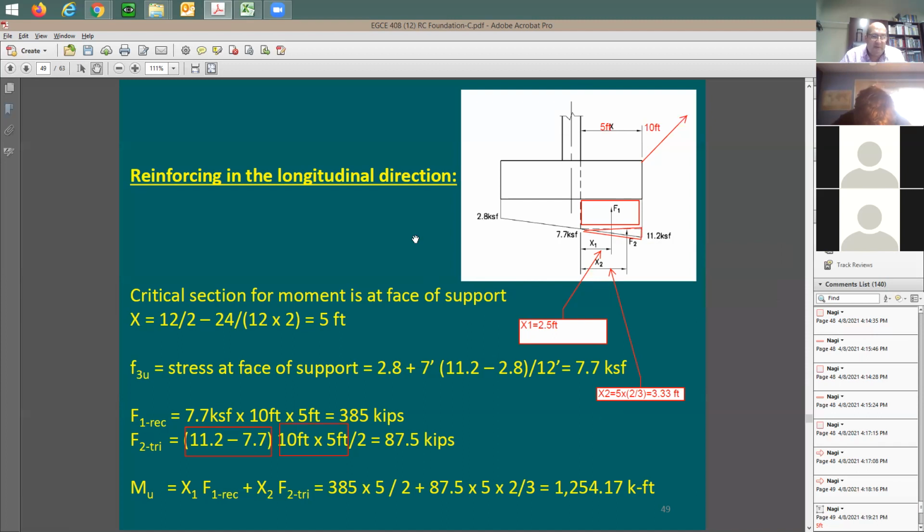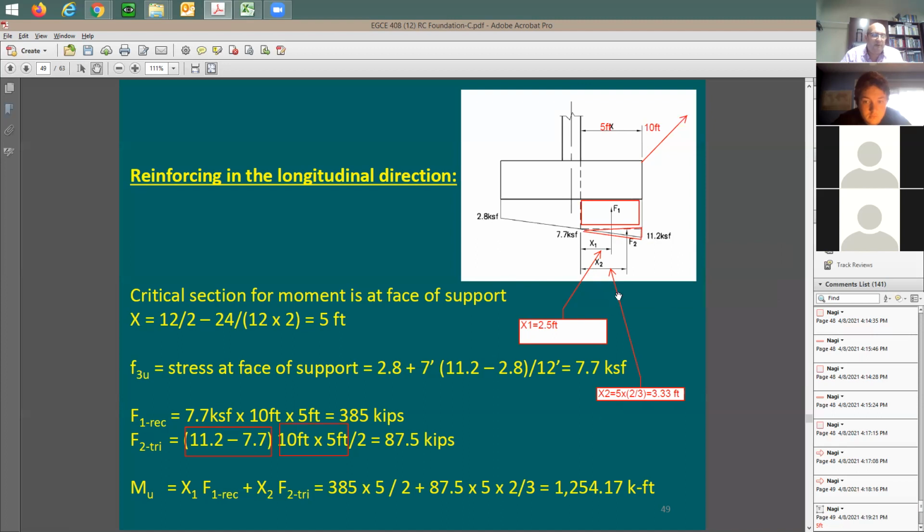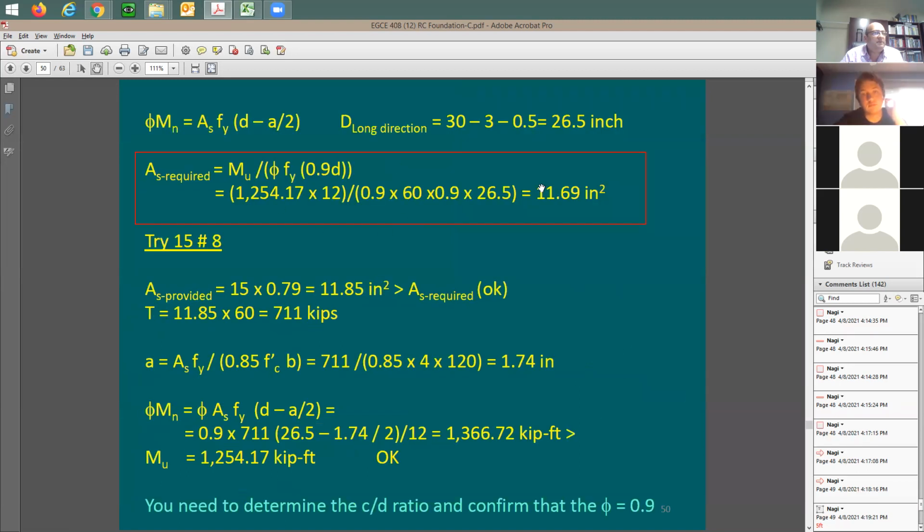Now, can you figure out the reinforcing? I'm going to say yes. This is going to be so simple for me because I know how to play with this equation. It's just the As required. It's just an estimate for the reinforcing. I'm going to be assuming here 90% of the depth, right? And with that, I have 11.69 to be the needed cross-section area of the steel in the longitudinal direction. This gives me the reinforcing that I need to put right here, right at this section. So, okay, I'm going to try here 15 number 8. I'm just trying here because 15 number 8 is going to give me 11.85.